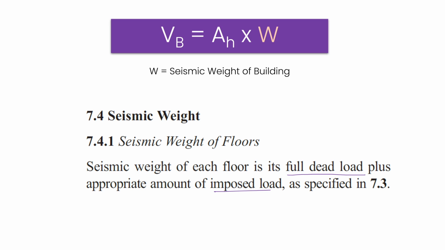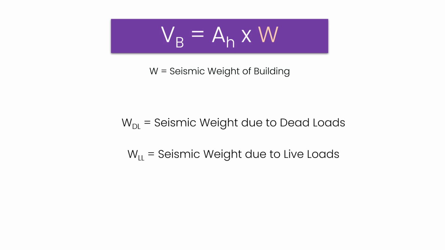even if the earthquake comes or not. However, imposed load is a probability variable. Depending upon the different kinds of building, there will be an appropriate probability as to how much amount of imposed load should be taken. And we will look at that value in a few minutes. All in all, we must understand that the seismic weight of the building will consist of the seismic weight due to dead loads and the seismic weight due to live loads.